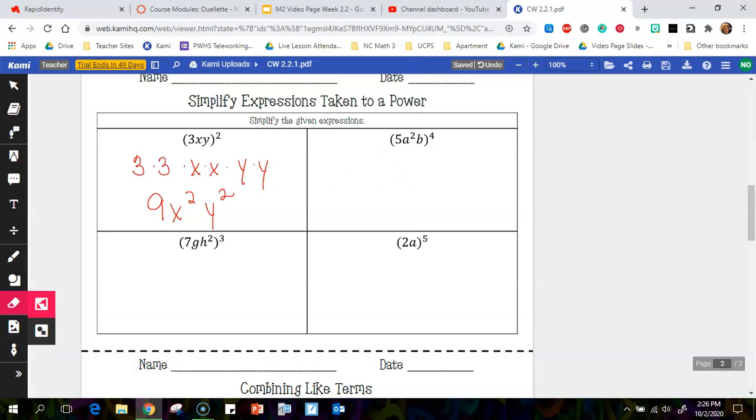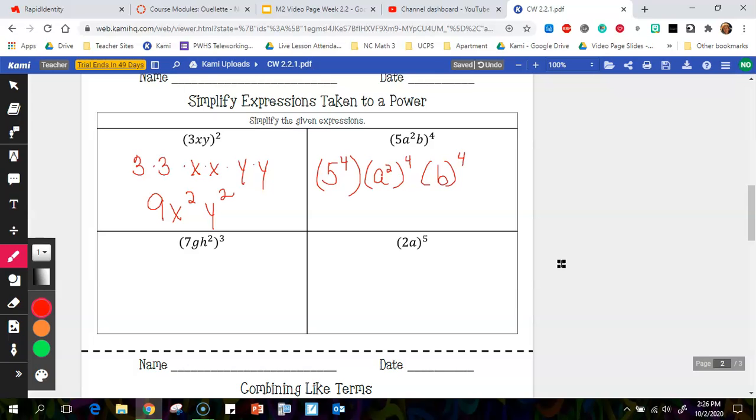Let's do it differently. Let's write it like this. This is going to be 5 to the fourth power, which you can put in your calculator, times a squared to the fourth power times b to the fourth power. All right, so a squared to the fourth power. We are going to multiply the 2 times the 4. So 5 to the fourth power, what do I get? I get 625. And then that's a to the 8th power, because it's not a squared times a to the 4th. It's a squared raised to the 4th power. And then b to the 4th power.